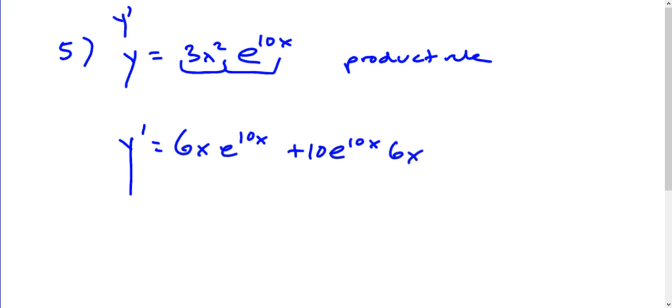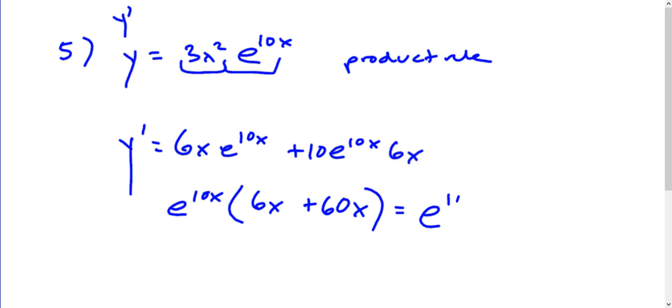This would be our answer, not simplified. We can factor out e to the 10x if you wish. We have 6x left over, plus 30x squared right there. And if we are so inclined, we can write it as e to the 10x.